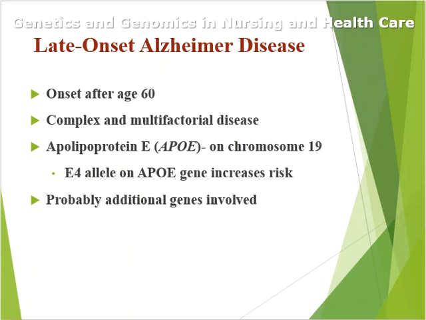Okay, so late onset Alzheimer's disease is that occurring after age 60. It is complex and multifactorial. The apolipoprotein E, or APOE, on chromosome 19 is involved here. The E4 allele on the APOE gene increases the risk. So probably additional genes are involved, but if one person is affected, primary relatives are twice as likely to get Alzheimer's disease than someone from the general population. So the gene associated with the complex form, again, is the apolipoprotein E, APOE, on chromosome 19.